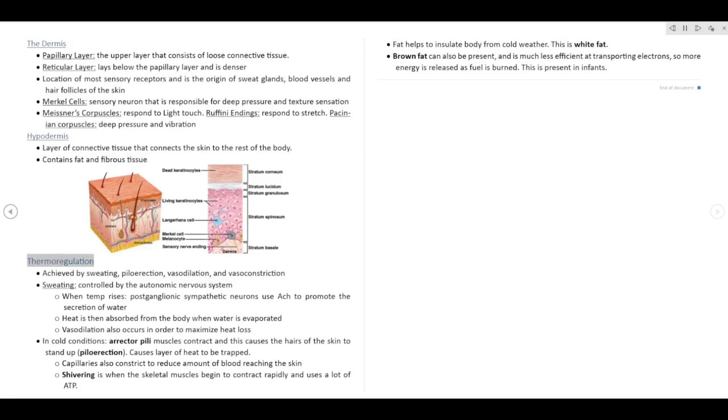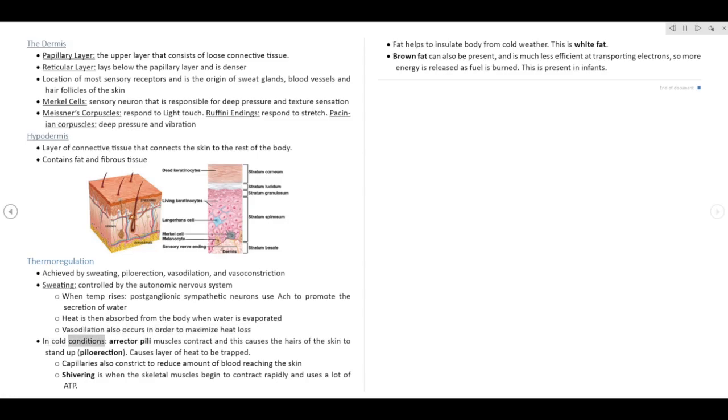Thermoregulation. Achieved by sweating, piloerection, vasodilation, and vasoconstriction. Sweating is controlled by the autonomic nervous system. When temperature rises, postganglionic sympathetic neurons use ACh to promote the secretion of water. Heat is then absorbed from the body when water is evaporated. Vasodilation also occurs in order to maximize heat loss.